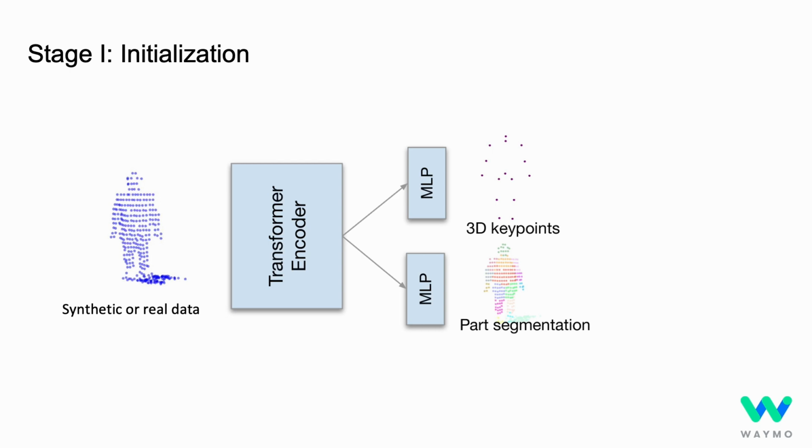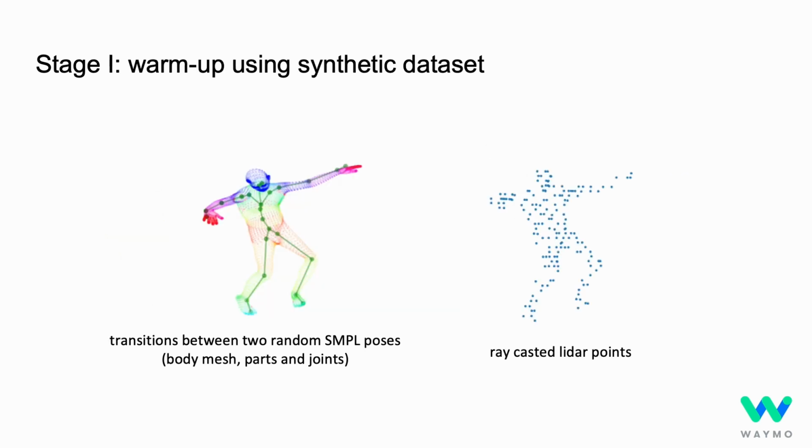The goal of stage 1 is to warm up the model to a reasonable state to start the main optimization. During this stage, we use an L2 regression loss for key point locations and cross-entropy loss for point semantic segmentation. Unsupervised training with real data is hard, so we start from using synthetic data and later, when all parts of the model prove to be working, switch to learning with real data.